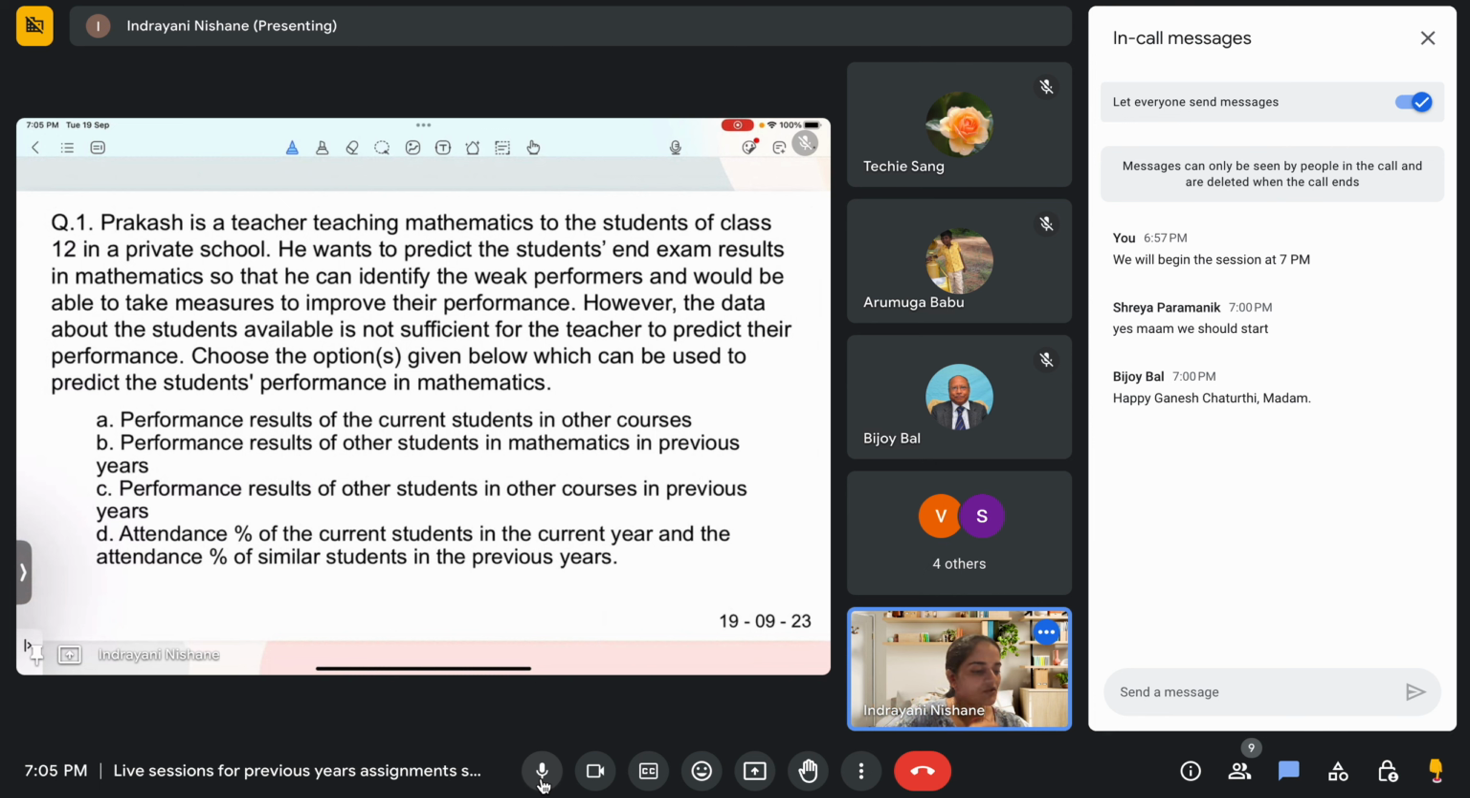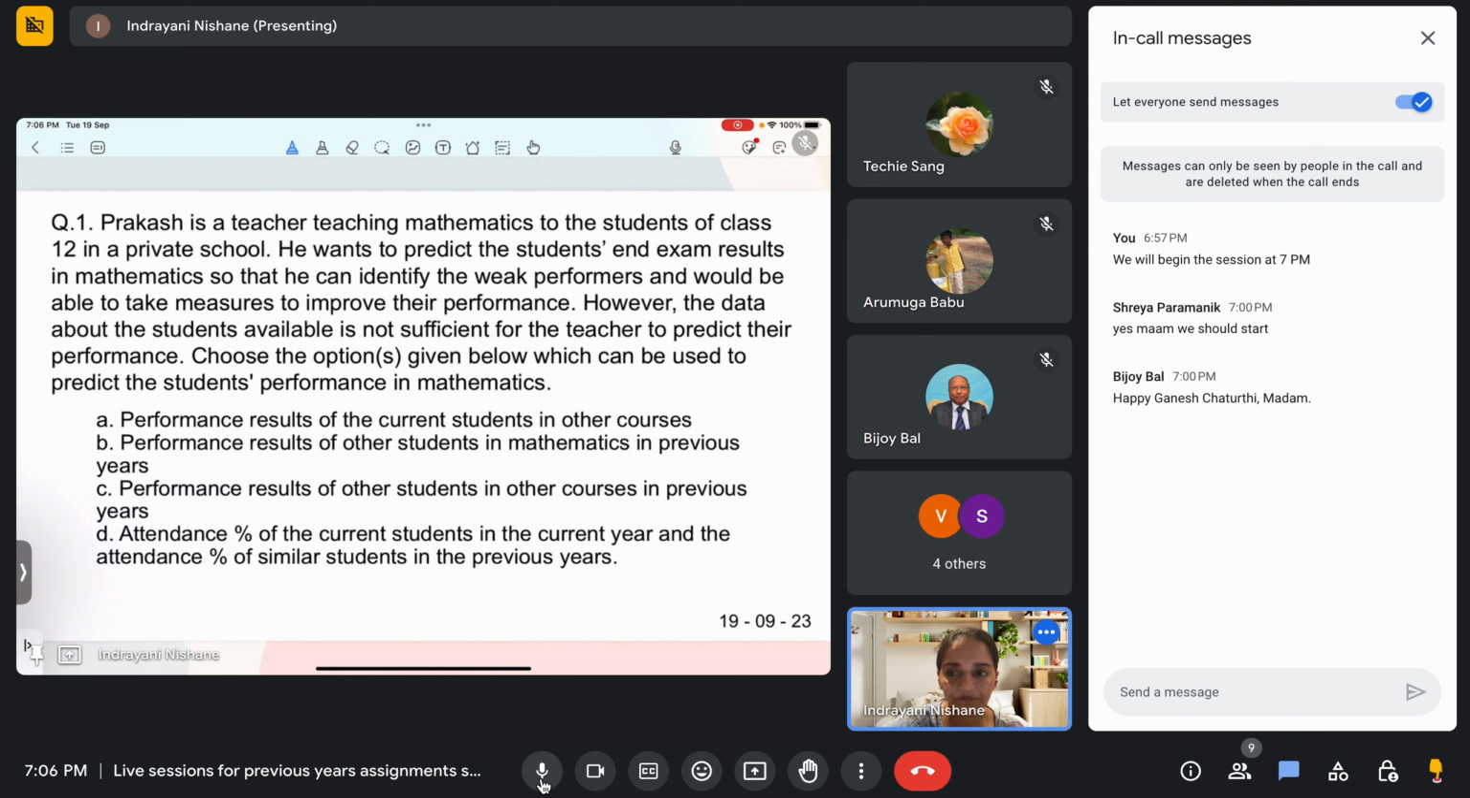I will read out the options one by one. You have to say whether that would give us a regression model to predict marks in mathematics in class 12. Option A: performance results of the current students in other courses. Option B: performance results of other students in maths in previous years. Option C: performance results of other students in other courses in previous years. And D: attendance percentage of the current students in the current year and the attendance percentage of similar students in the previous years.